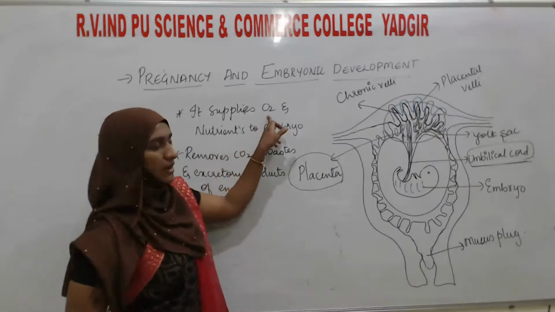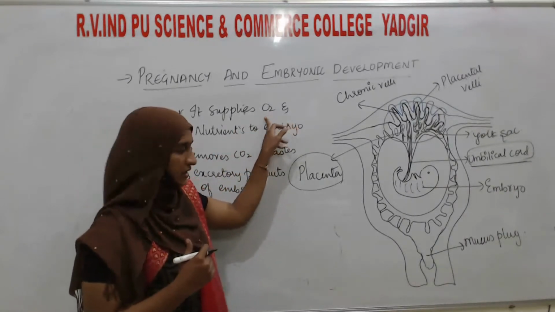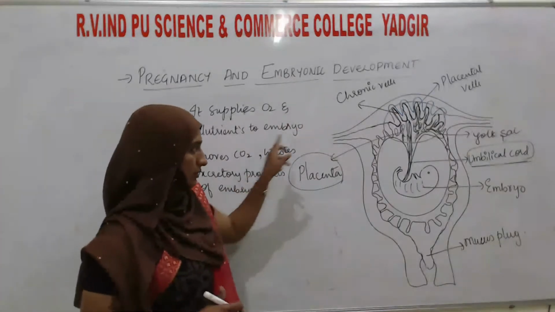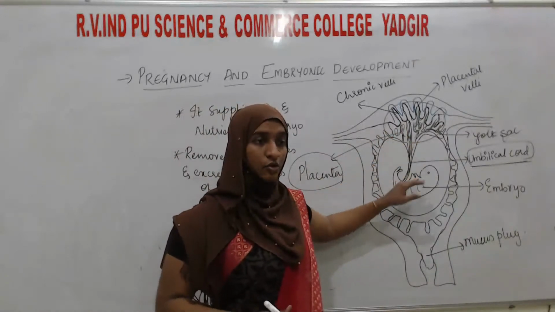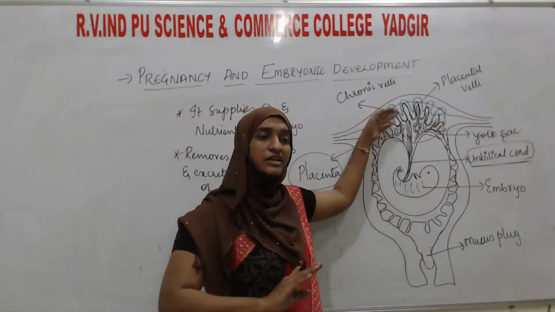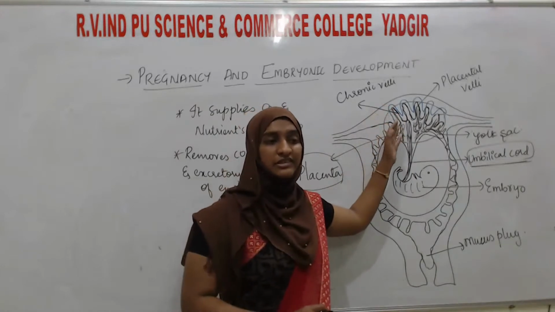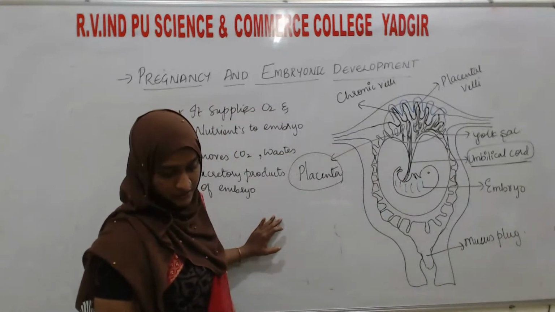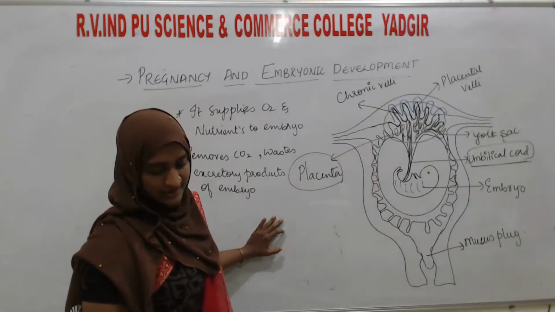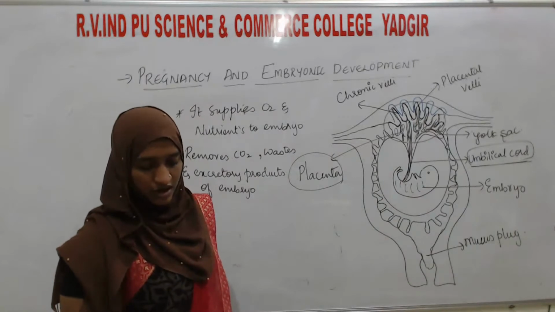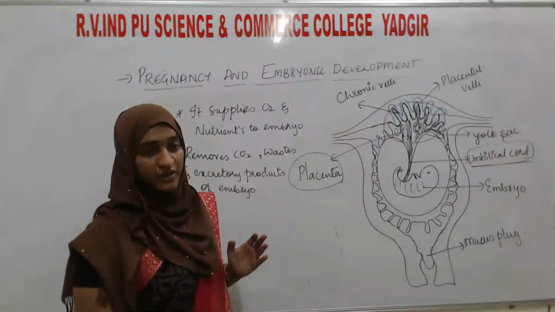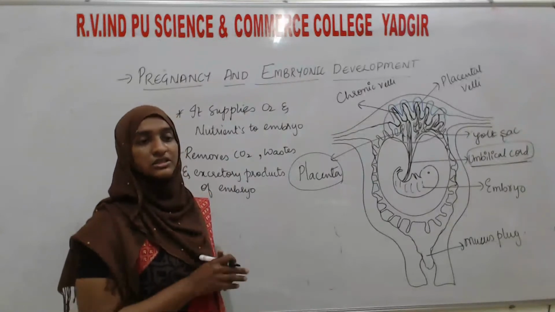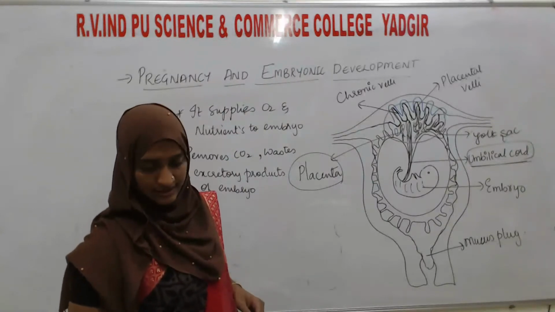If the embryo is inhaling oxygen, it will release carbon dioxide. Who takes that oxygen to the embryo? That is the placenta. Who takes that carbon dioxide away to the mother's blood? That is also the placenta. These are the two functions. Besides these, the placenta is connected to the embryo through the umbilical cord, which helps in the transportation of substances from the mother to the embryo. One more function is there that I will explain in the next class. Okay, thank you.